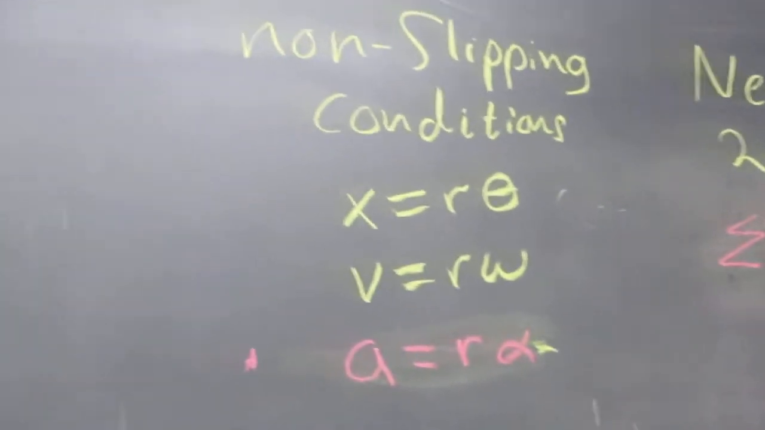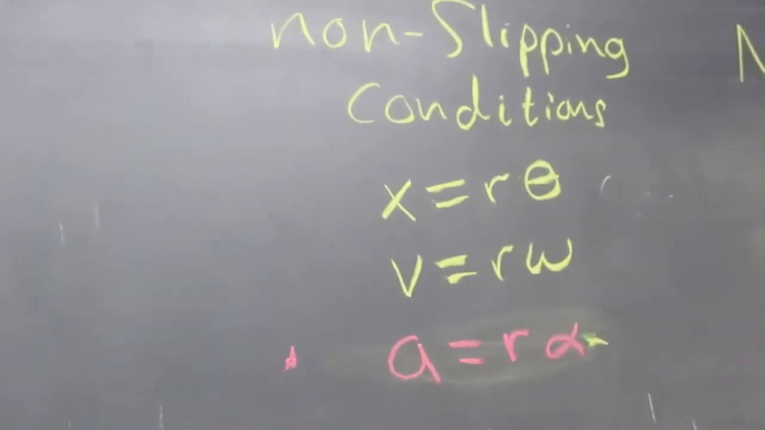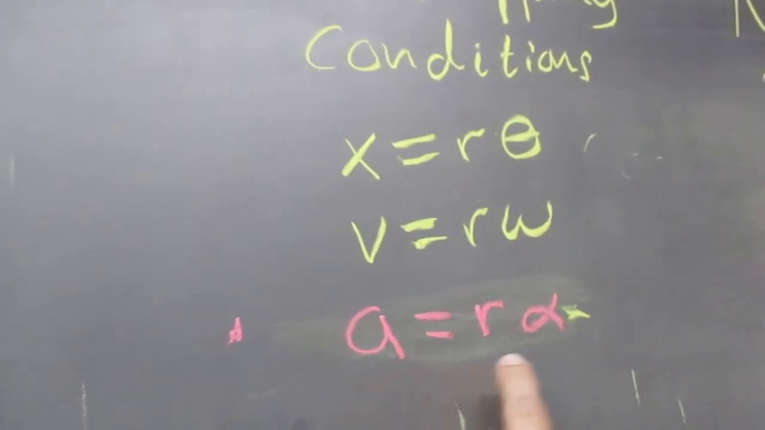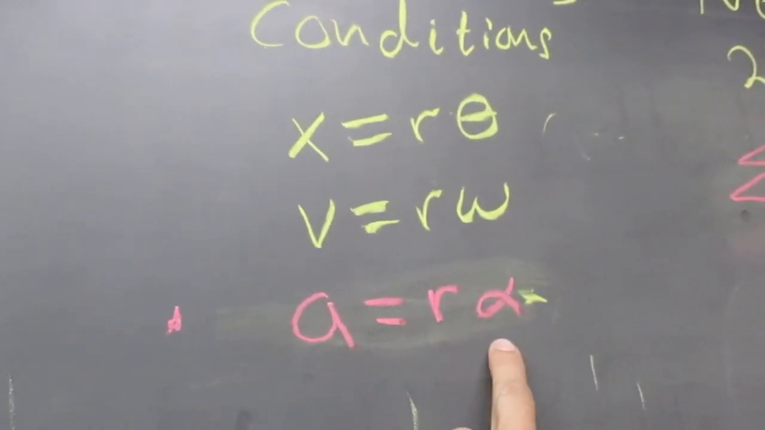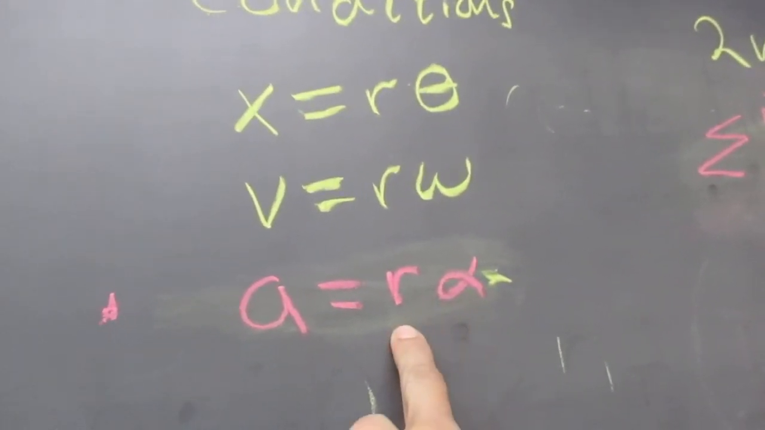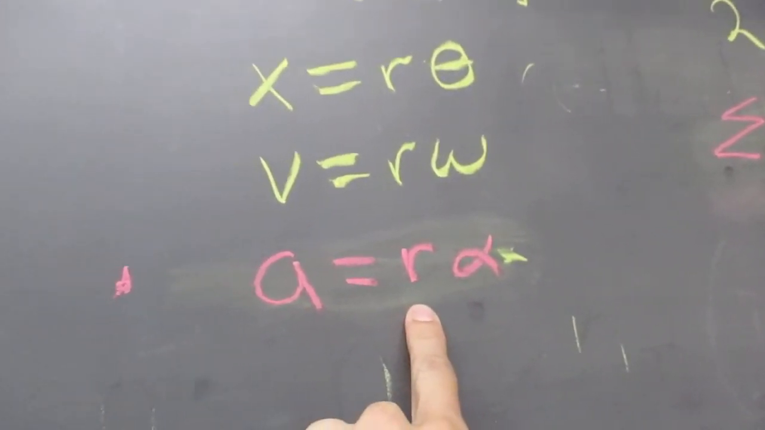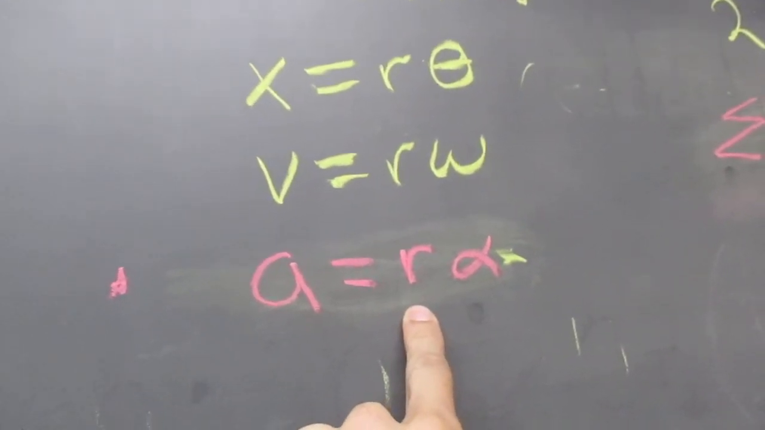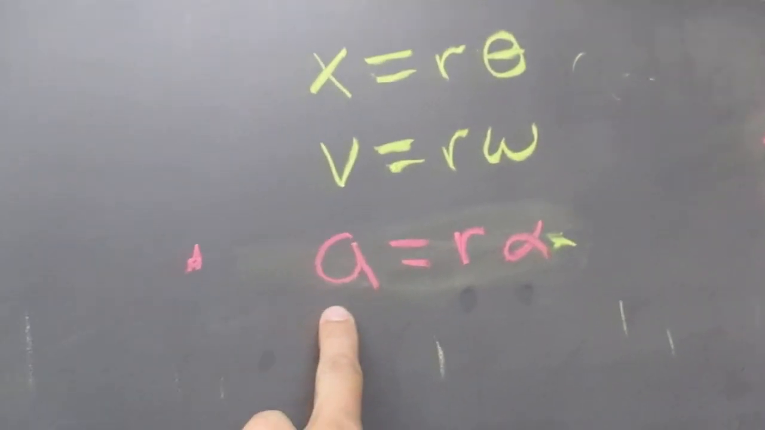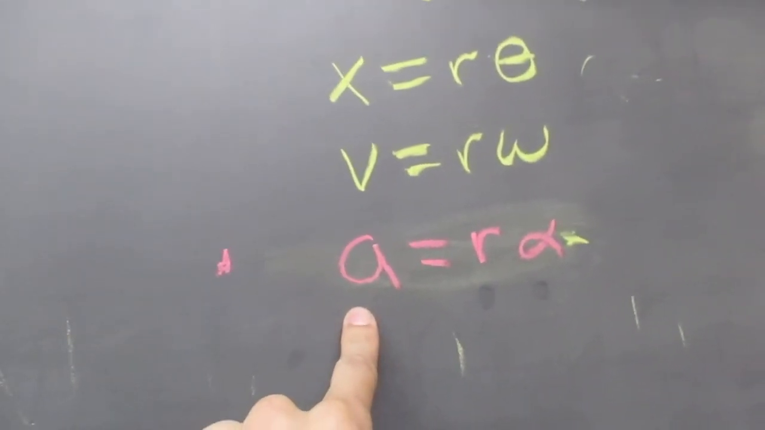We also want to look at the non-slipping conditions to relate linear acceleration and angular acceleration based on the radius. So alpha, angular acceleration in radians per second squared, times the radius, which in this case is the radius of the pulley that the string wraps around, in meters. So it gives us our linear acceleration in meters per second squared.